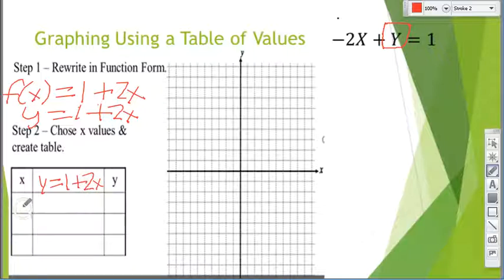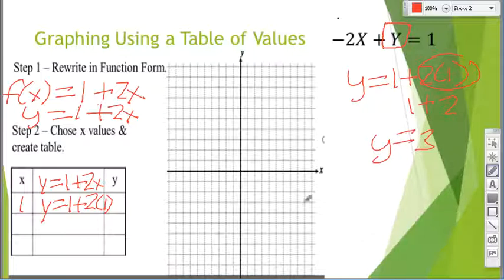If we take this equation, y equals 1 plus 2x, and we let the x be, we can actually pick anything that we want. So let's figure out what the y is when the x is 1. Y equals 1 plus 2 times 1. So when I let the x be 1, the y is going to be 2 times 1, which is 2, plus 1, which is 3. So when the x is 1, the y is 3.